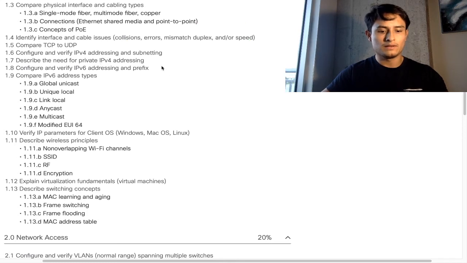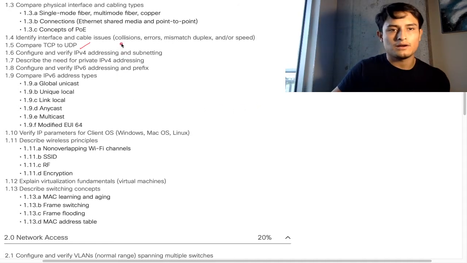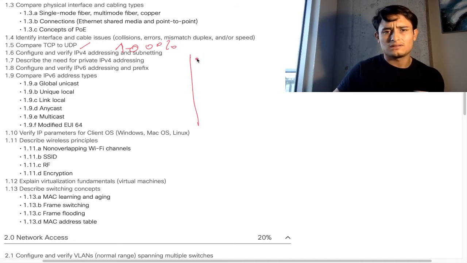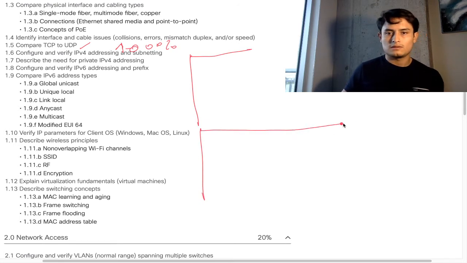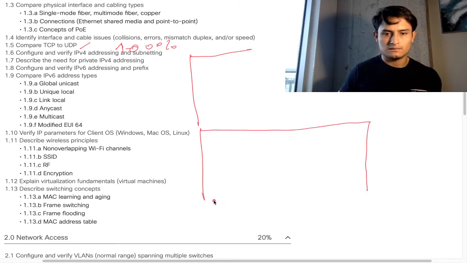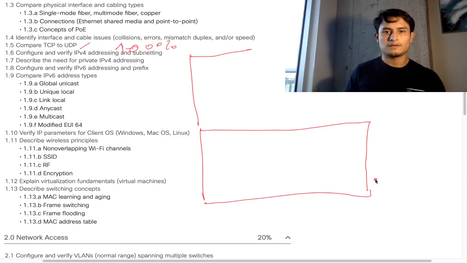Let's keep moving. All right, TCP and UDP. Okay, guys, this is gonna be 100% for sure. They're gonna ask you a lot of questions about this, and this is good to know. This is really good to know. I just want to make sure that you guys can see my screen. There we go. I'm sorry about that.